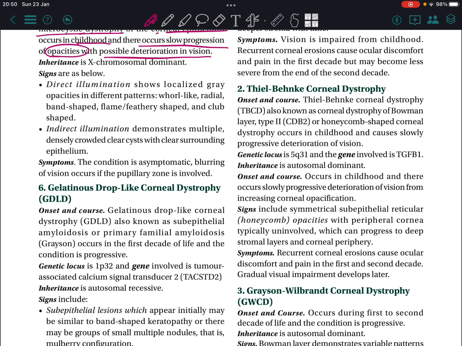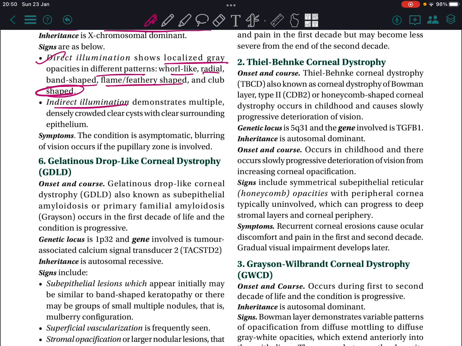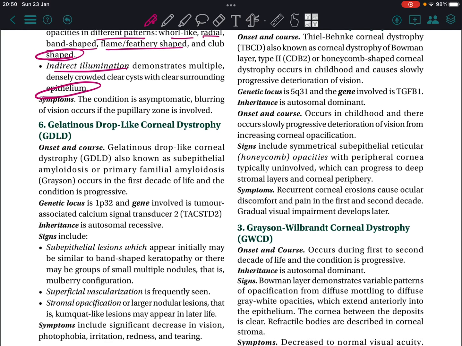Signs are as below. Direct illumination shows localized gray opacity in different patterns: whorled, radial, band-shaped, flame-shaped, feathery, and club-shaped. Indirect illumination demonstrates multiple densely crowded clear cysts with clear surrounding epithelium. Symptoms: the condition is asymptomatic. Blurring of vision occurs if the pupillary zone is involved.